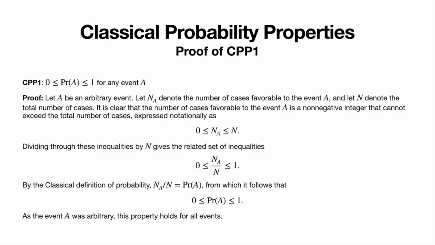Dividing through these inequalities by capital N gives the related set of inequalities: the ratio N sub A over N is greater than or equal to 0 and less than or equal to 1. Now, by the classical definition of probability, the ratio N sub A over N is the probability of A. So we can substitute the probability of A for that ratio in the previous set of inequalities, and we get that the probability of A is greater than or equal to 0 and less than or equal to 1. As the event A was arbitrary, it follows that this property holds for all events.